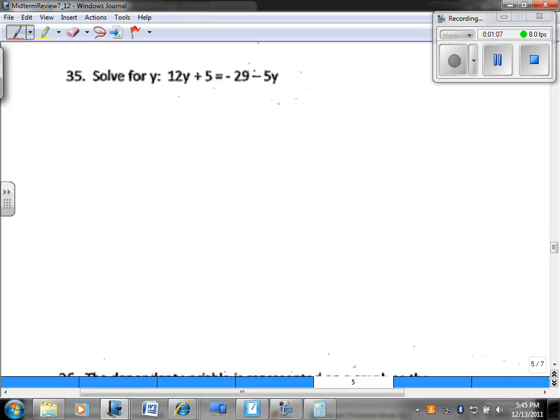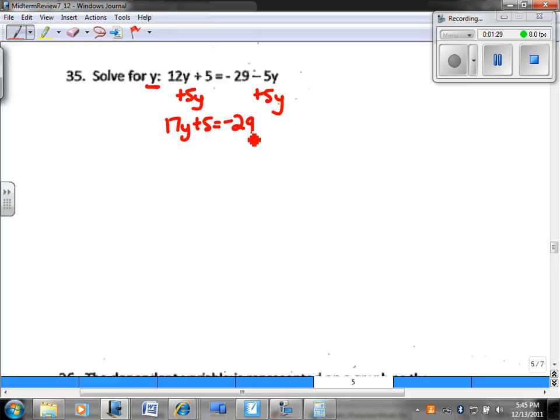35 asks us to solve for y. We want to solve for y. We have 12y plus 5 is equal to negative 29 minus 5y. So let's add 5y to each side, and we get all our y's on one side. So we have 17y plus 5 is equal to negative 29.